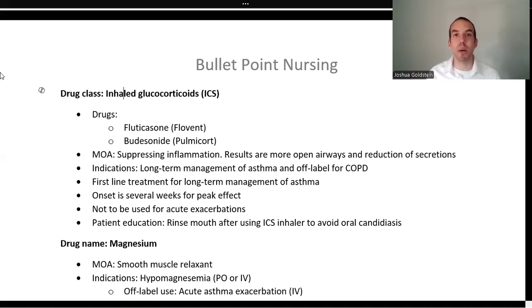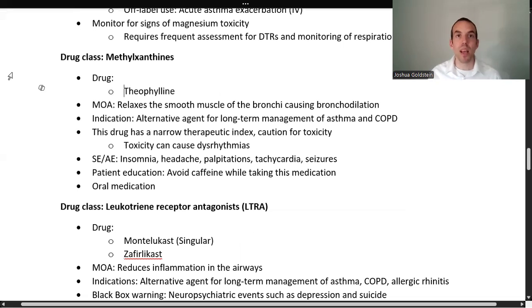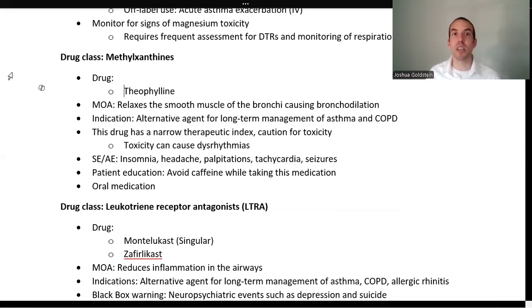Obviously, magnesium is used in a bunch of other ways, most significantly for hypomagnesemia, which we are not talking about today. If a patient is getting magnesium for acute asthma exacerbation, again, this is IV, this is acute right now, this patient does need to be assessed for magnesium toxicity. We talk more about that in the reproductive health video, where they more commonly use magnesium.